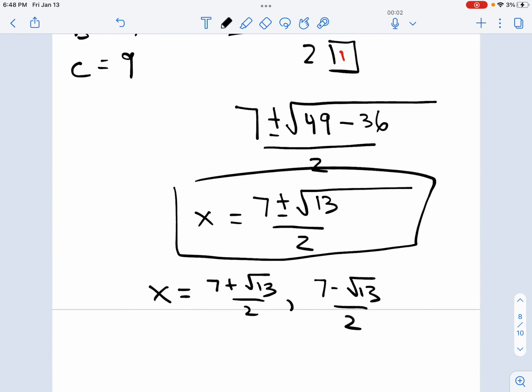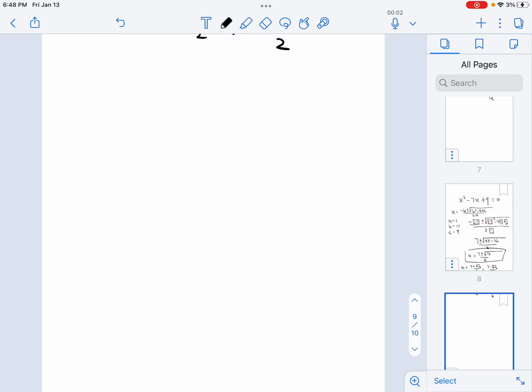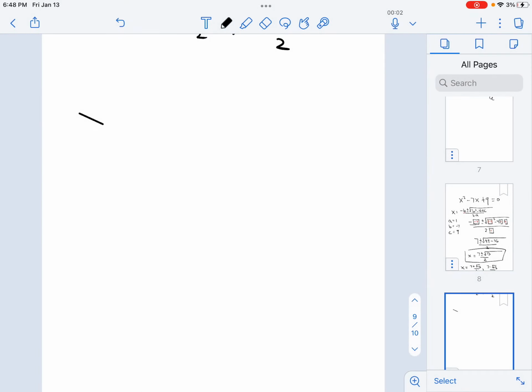Okay, here's one for you to do. Let's do this. Let's do 2x squared minus 9x plus 4 equals 0. Okay, go ahead and solve that out.